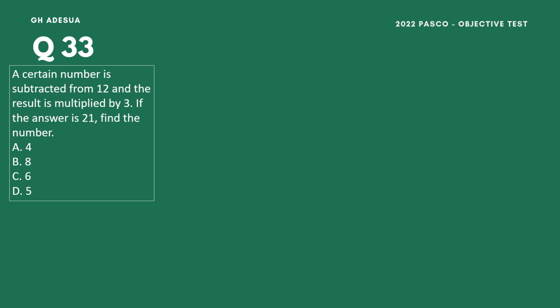Now this is a word problem question. It's telling us a certain number. Since it's unknown, we can represent that certain number as x. They say it is subtracted from 12, and the result is multiplied by 3. So this x is subtracted from 12, not 12 from that number, but rather this number from 12.